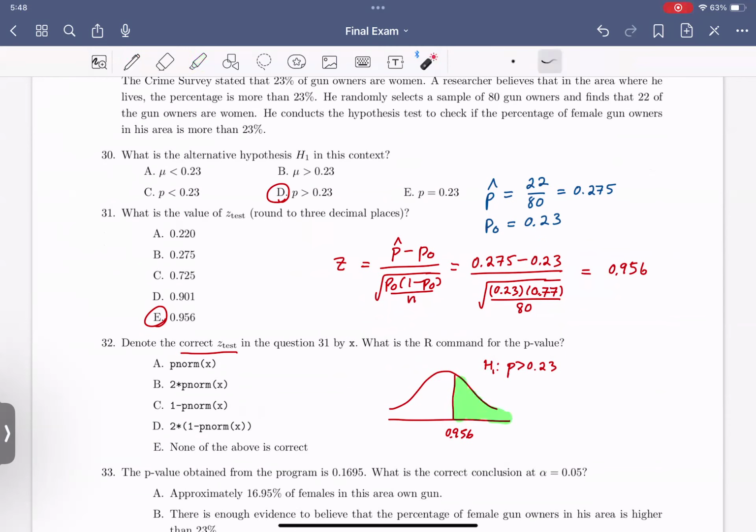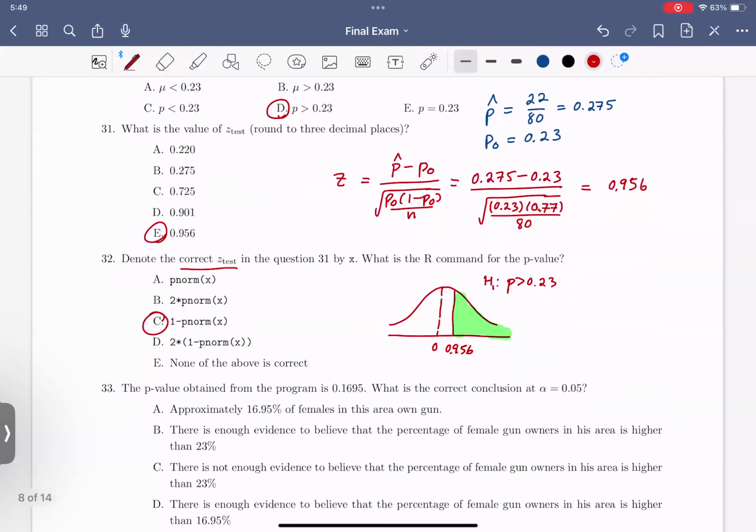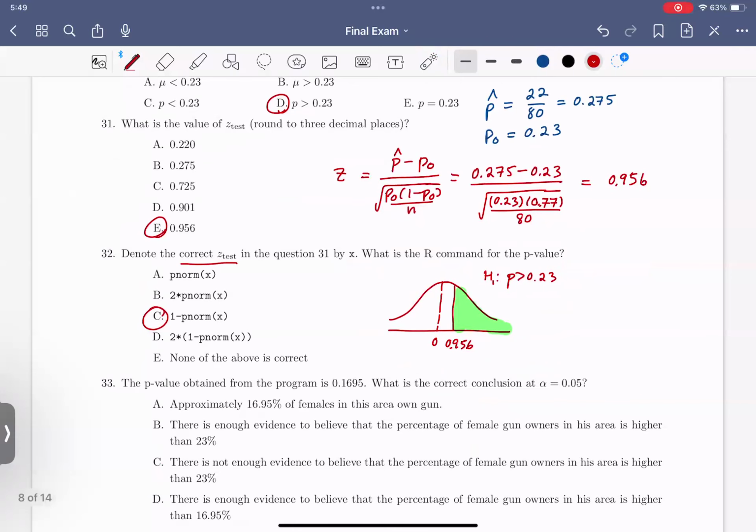So if you want to find the area on the right hand side, well, the center is at 0. That means you're going to need to use 1 minus pnorm. Because if this is X, the area on the left is going to be pnorm X. So the area that I highlight in green here is going to be 1 minus pnorm X, which is choice C. All right. Next one. You don't need to multiply by two because it's actually a one-sided test.